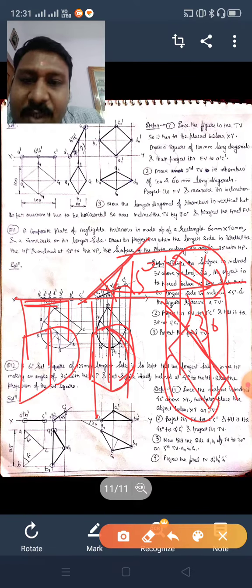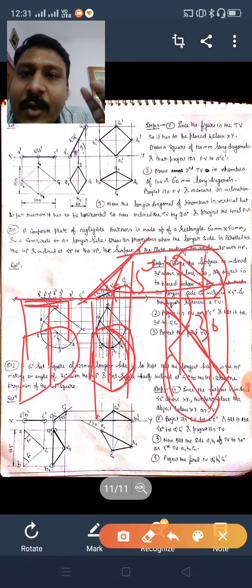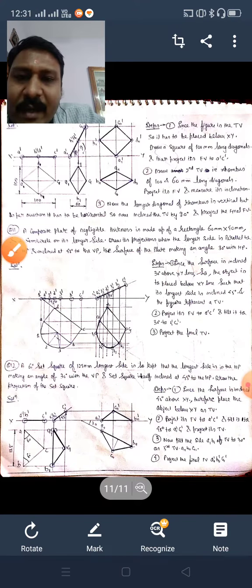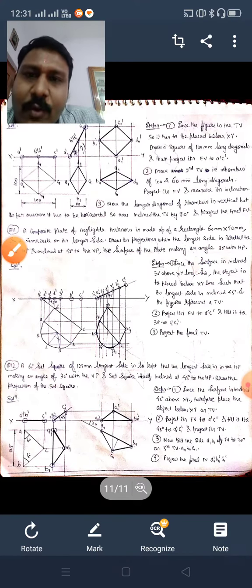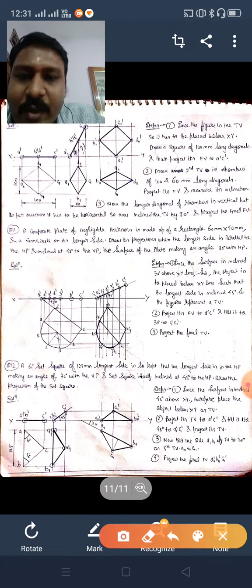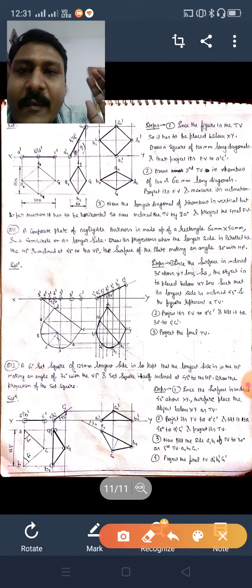So unnecessarily, if position is not given, why do we have to draw the position? We can directly complete it in 2 steps, so it is better to draw that way. That's why I drew like this. If you want, you can draw in 3 steps also. That I have already explained in my previous lecture. So here what we have to do? See, simple. Since the position is not given, we have to just see the inclination of side and draw it in the first diagram, in the first position.